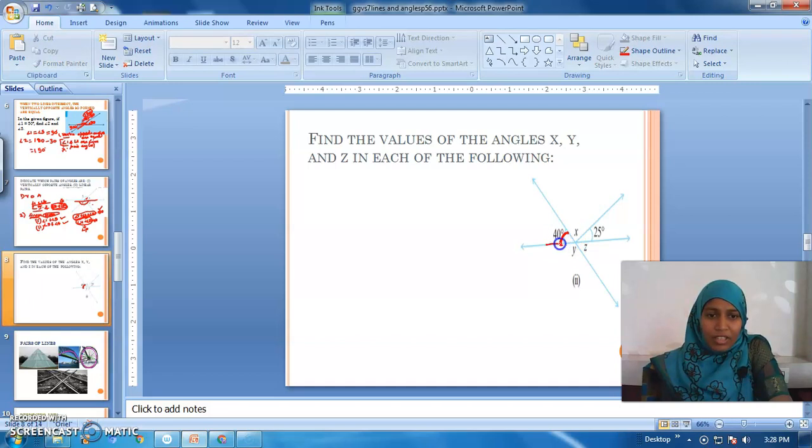Which is the vertically opposite angle for y? See here, when this angle is making with these 2 lines, stretch out those 2 lines. Where is that vertically opposite angle? Yes, Z. So, Z is equal to 40 degree. Directly you can see.